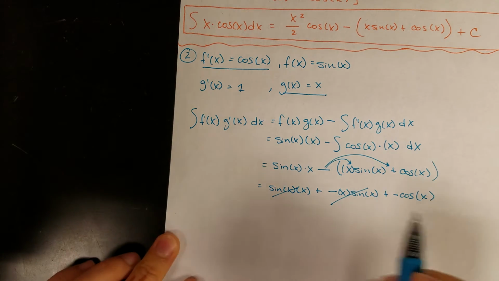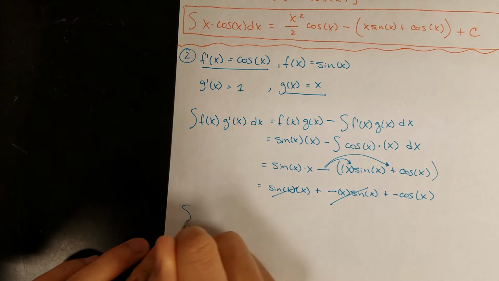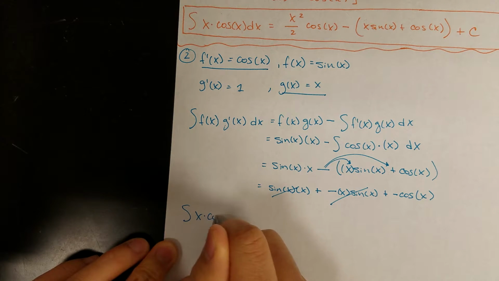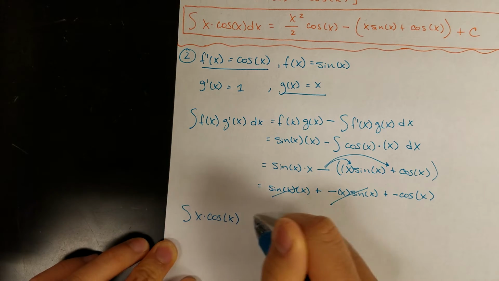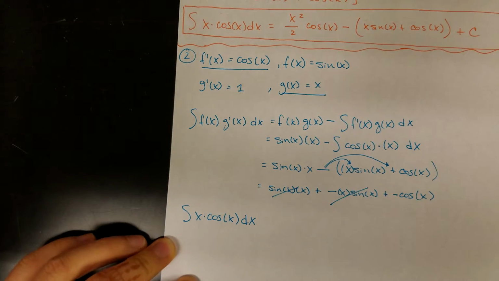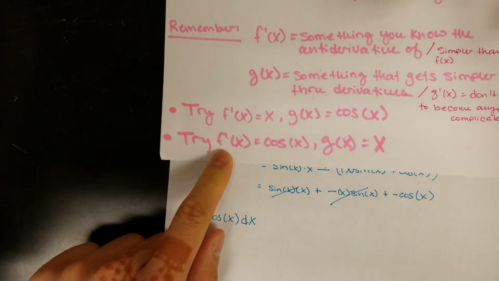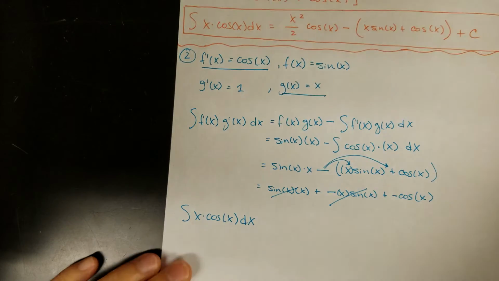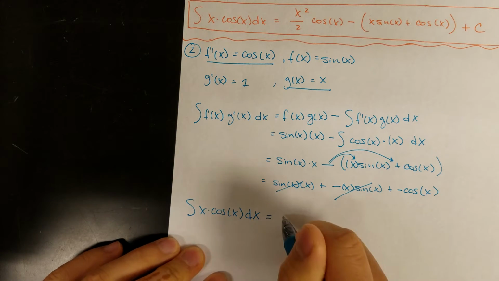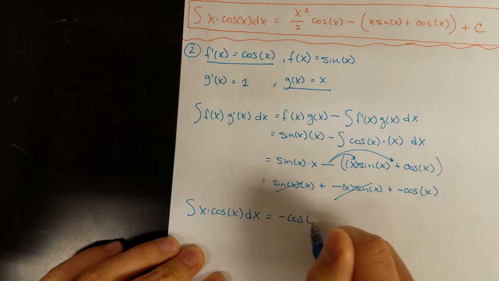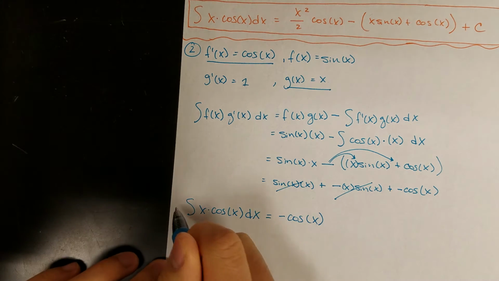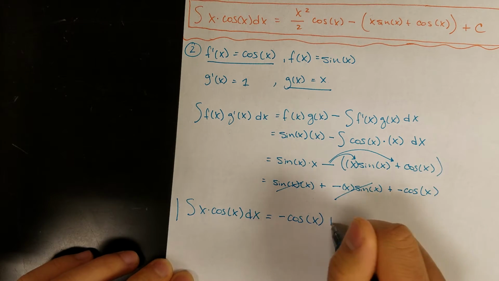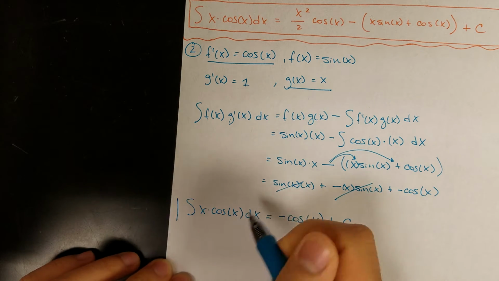So for this one, the integral of x times cosine of x, when f prime is equal to cosine x and g of x is equal to x, equals negative cosine x plus c, because we're integrating.